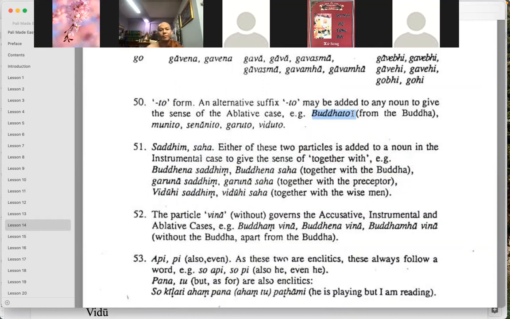Excuse me, Bhante. When we put the ablative suffix to the noun terms, for example Buddhato, Munito, Sinanito, Guruto, Viduto, will it be singular, plural, or both singular and plural the same? Just singular. Okay, just singular. And for the plural, we come back to the previous form. Right. Okay, thank you, Bhante. Got it.